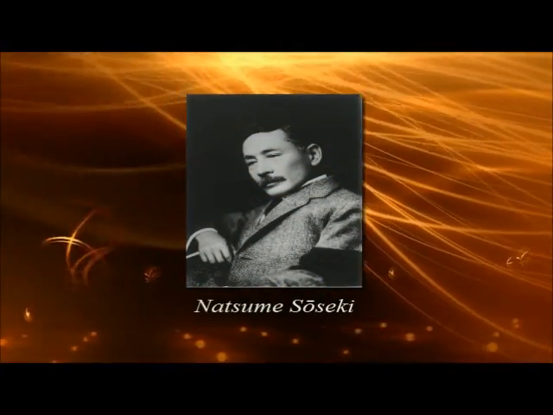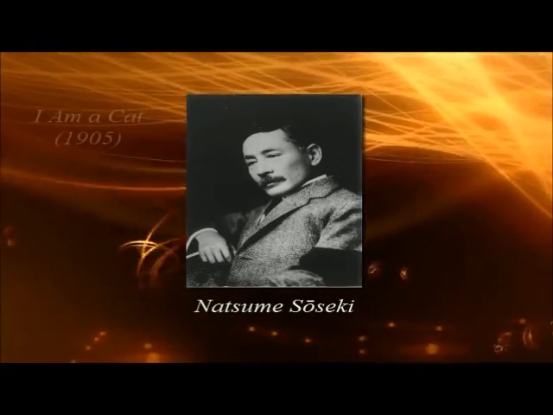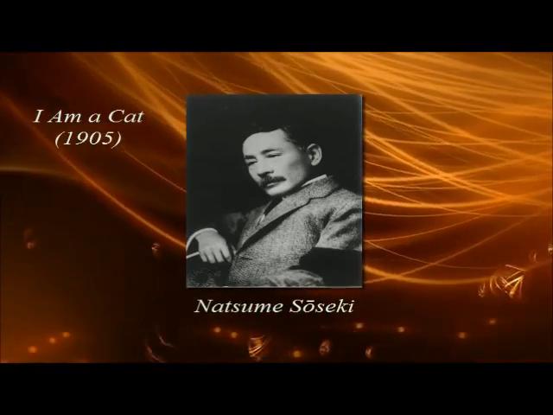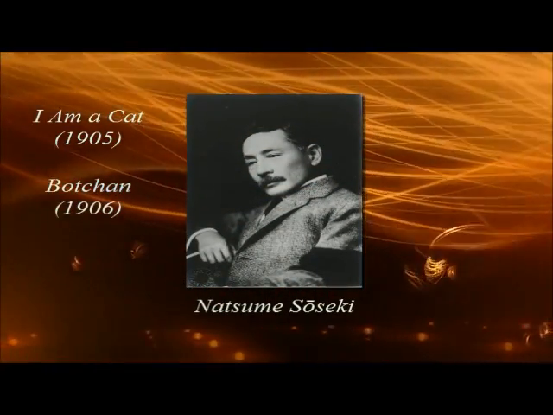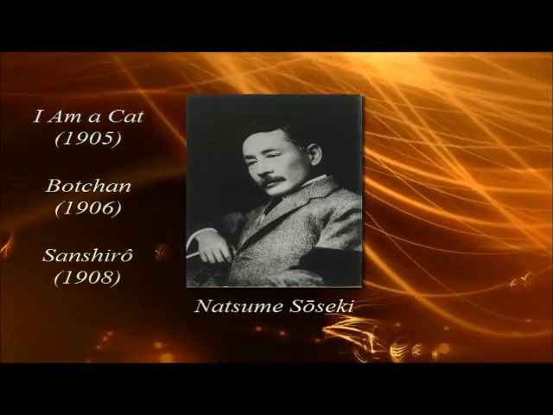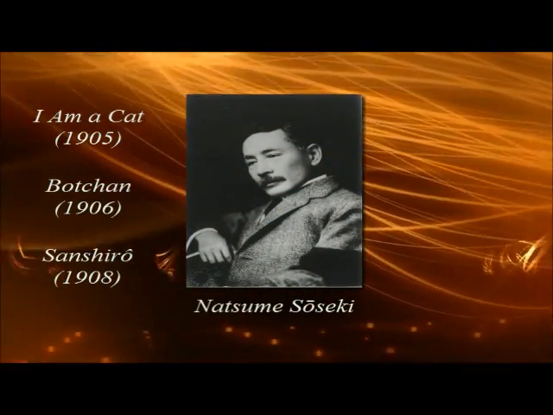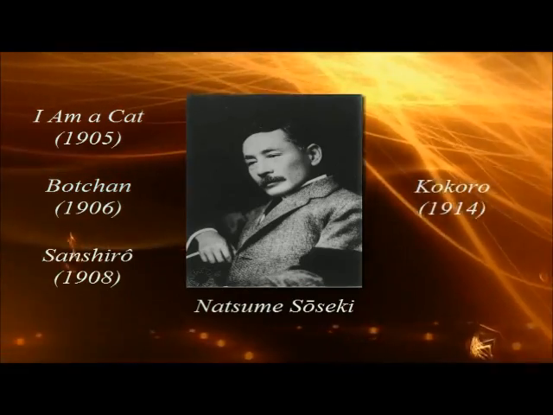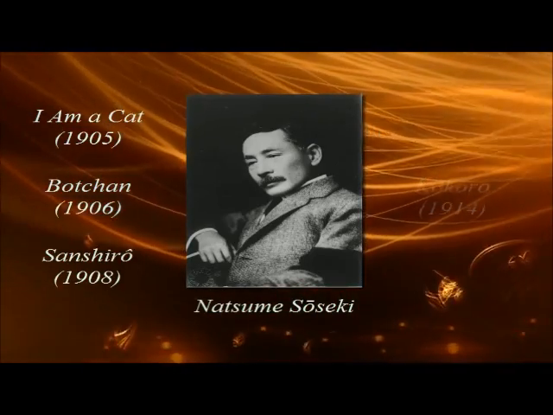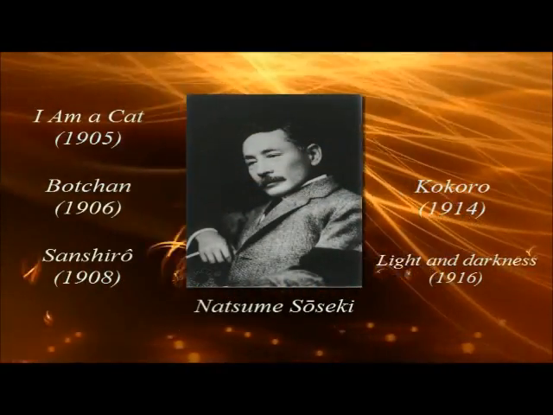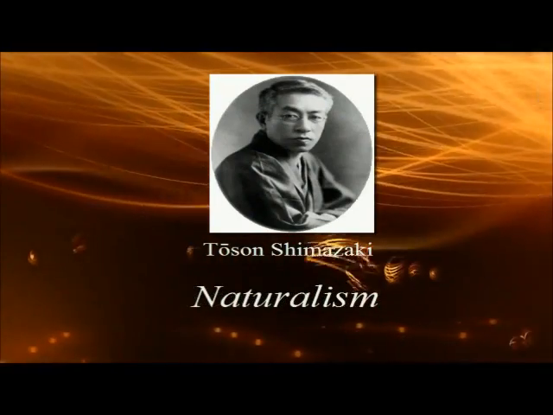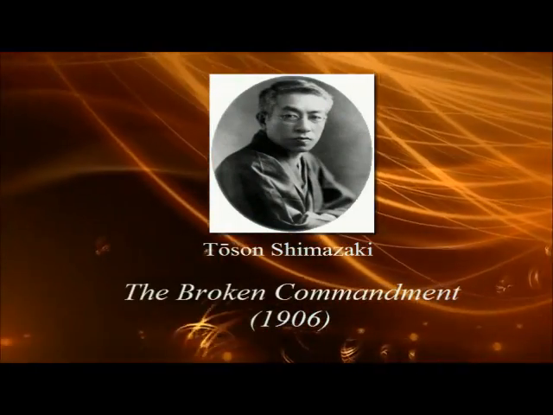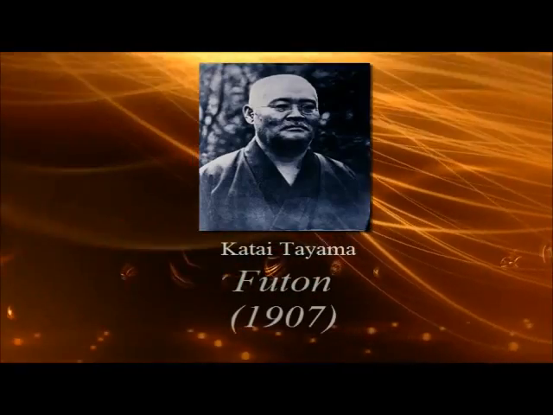Natsume Soseki, who is often compared with Mori Ogai, wrote I Am a Cat, 1905, with humor and satire, then depicted fresh and pure youth in Botchan, 1906, and Sanshiro, 1908. He eventually pursued transcendence of human emotions and egoism in his later works, including Kokoro, 1914, and his last and unfinished novel, Light and Darkness, 1916.